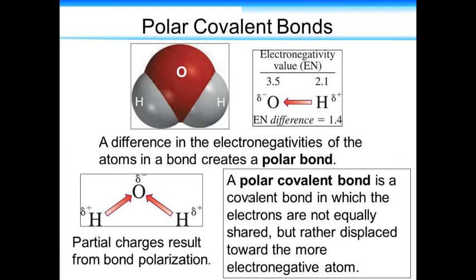So to summarize, a polar covalent bond is a covalent bond in which the electrons are not equally shared. There is an atom in that molecule that has greater electronegativity than the others and pulls the electrons towards it.